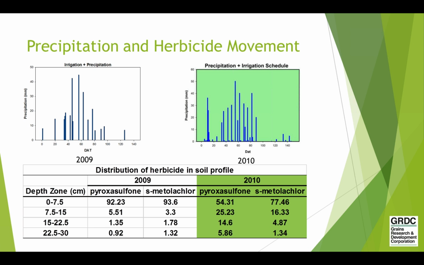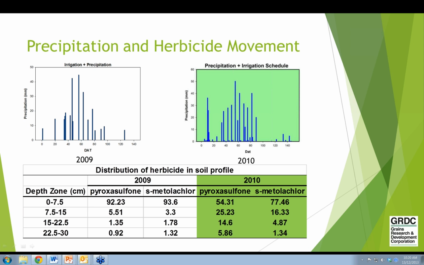But you can also see the difference in the soil binding of these herbicides between these two soils. Pyroxasulfone is bound less tightly to the soil, and so there was more movement of it in this particular experiment than s-metolachlor. But what this data really shows is the effect that rainfall can have on herbicide movement in the soil, particularly with the acid anilides or the pyroxasulfone.